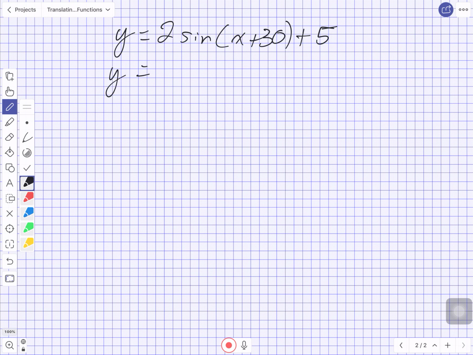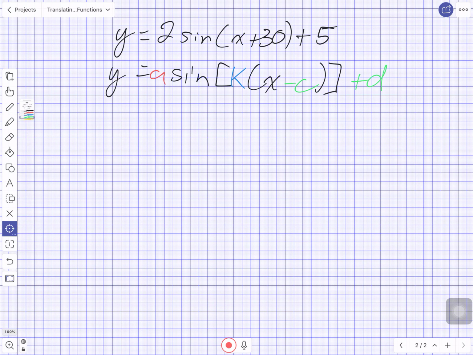So we need to define, remember we said y is equal to a sine k, x minus c, in brackets, plus d. So looking from this kind of parent function to the equation we have, we're going to define what's a, what's k, what's c, and what's d. Okay, so at first glance, do you think you know what a might be in this case? 2. 2, great. A is the value of 2.